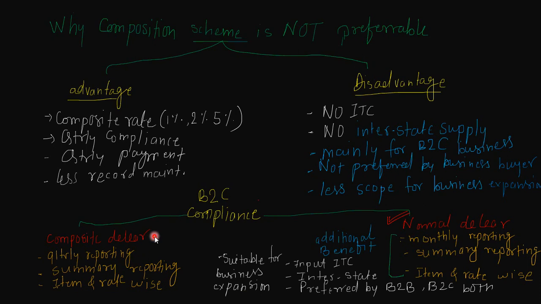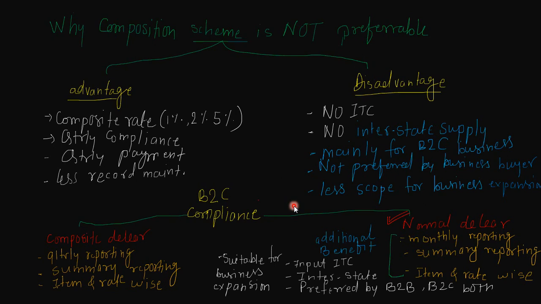Let's look at the B2C compliances, because B2B will mostly not be preferred by your business buyers. Look at how B2C compliances work for a composite dealer. He has quarterly reporting, a summary reporting, then item and rate wise reporting. If he is a trader, mostly he will have a 1% rate only, and the items he has supplied. So there is a very small amount of reporting.